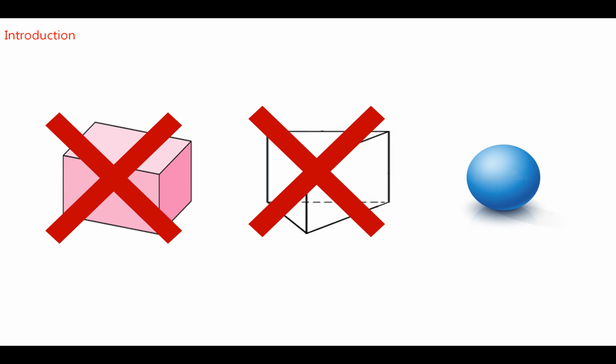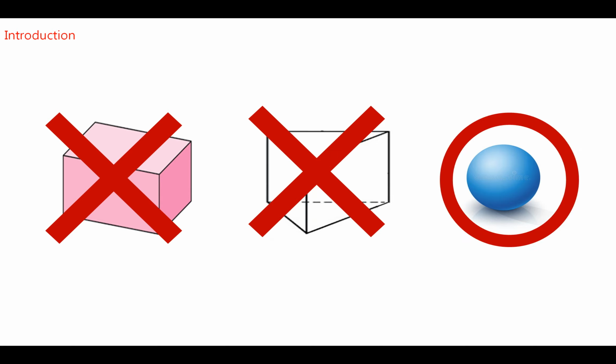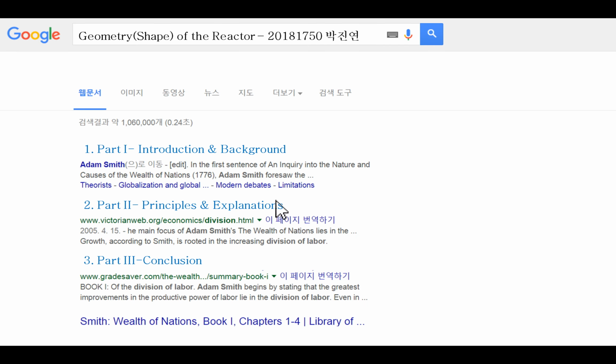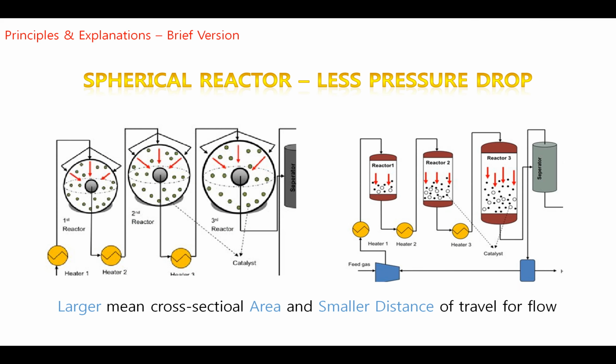However, unlike other geometries, engineers have figured out that spherical reactor is much more efficient than conventional reactors such as PFR or PBR. So, from now on, we are gonna see the reason why spherical reactor is more efficient. To briefly explain, as I said right before, spherical reactor introduces only small amount of pressure drop for reactor, and thus it has a higher conversion than traditional reactors.